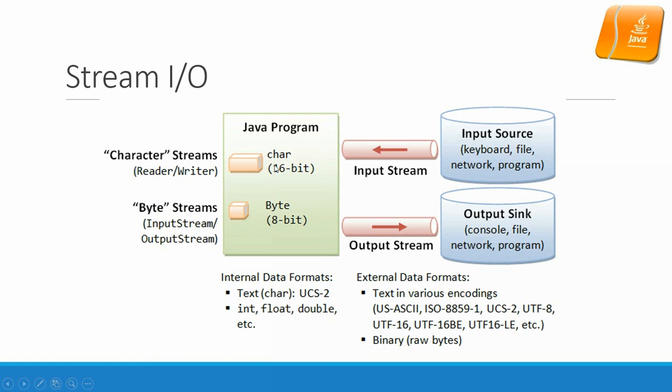So the program can be character-based or byte-based, and then you write them or read them. The input source can be keyboard, file, network, or program. Same thing for the output. You have the console, file, network, or program. Console is the terminal. And the format could be ASCII, UTF, Unicode, or ISO standards. And binary is usually in raw bytes, so each one is 8 bits.